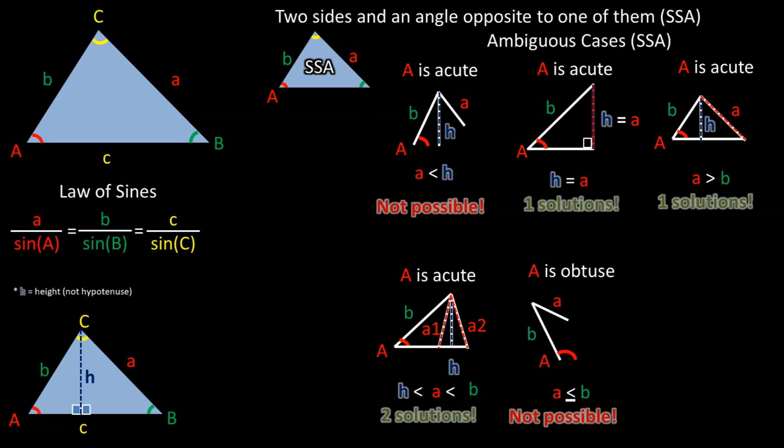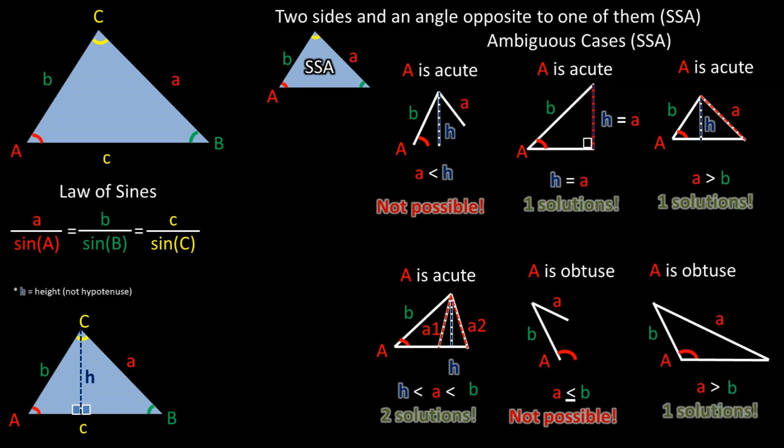If A angle across from the side length given is obtuse, or larger than 90 degrees, and A length is less than or equal to B, there are no possible triangles. Now if A angle is obtuse and the A length is greater than B side length, there is one solution to this triangle.